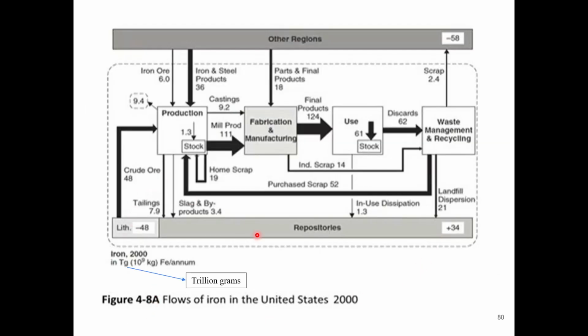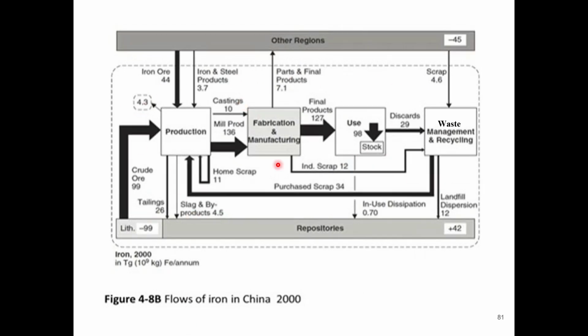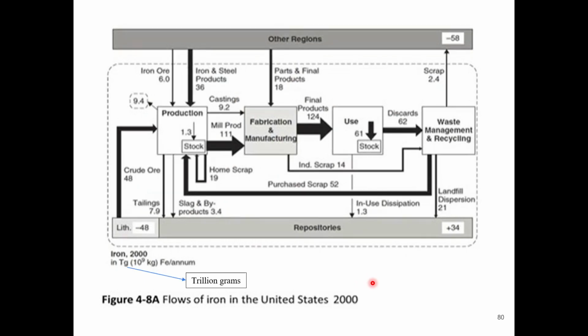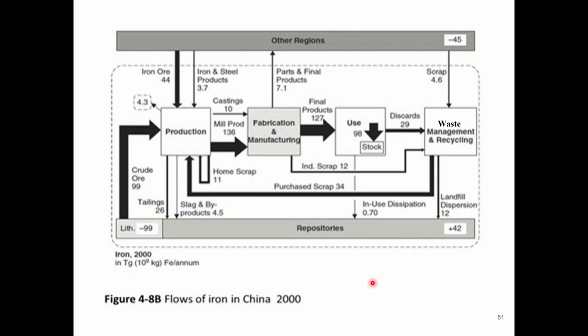So this is the flow of iron in the United States in 2000, and this is the flow of iron in China in 2000. The values are a little different, but the processes are the same. The intensity of flux is different.